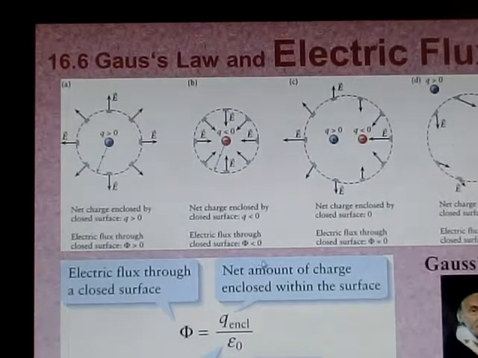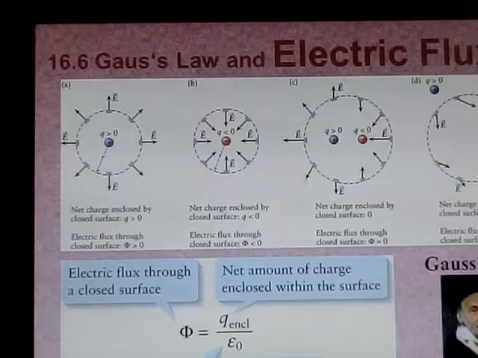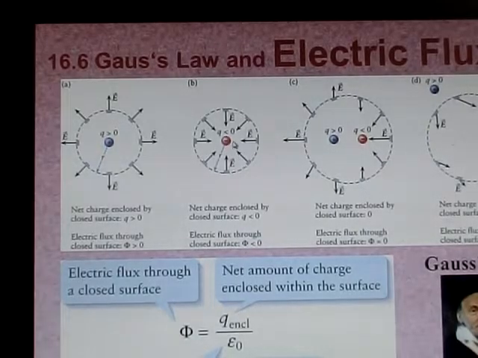Gauss's law is great. We will talk a little bit more about it next week, but the basic thing we want you to know is that if you know the charge inside a Gaussian surface, then you know the flux, because this one is just a constant. All right?